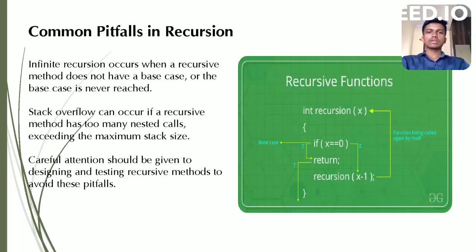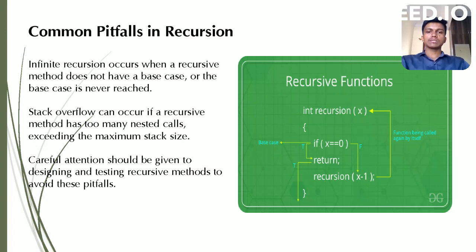Common pitfalls in recursion. Infinite recursion occurs when a recursive method does not have a base case or the base case is never reached. Stack overflow can occur if a recursive method has too many nested calls, exceeding the maximum stack size. Careful attention should be given to designing and testing recursive methods to avoid these pitfalls. Lack of a base case, that is, forgetting to define a base case, can lead to infinite recursion, causing the program to run indefinitely. Always ensure there is a condition to terminate the recursion.